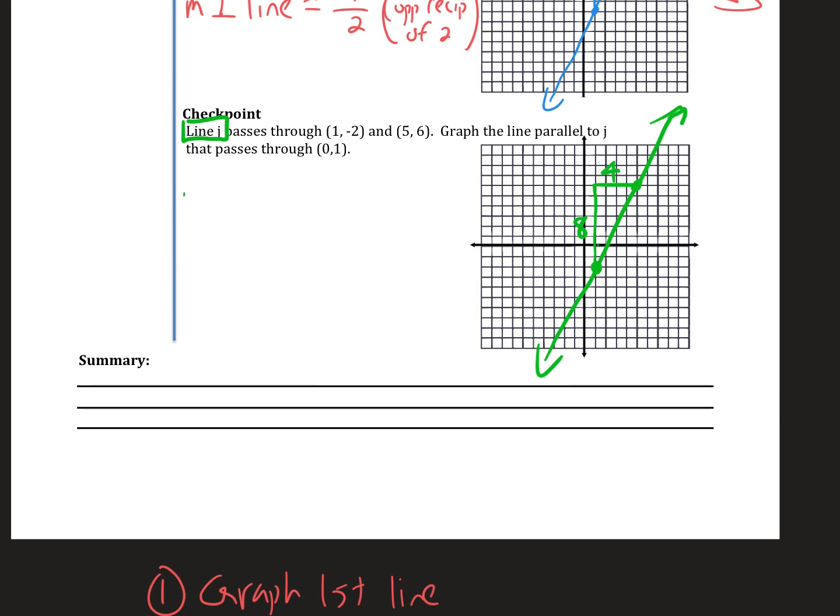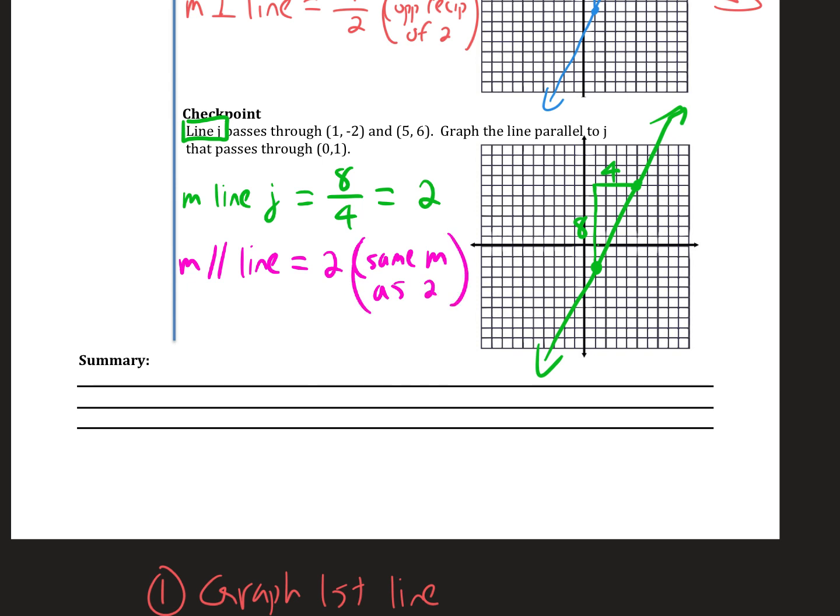So the slope m of line J equals 8 over 4, which equals 2. And now we want the slope of the parallel line, right? It wants us to find the parallel line. Is the parallel line going to be the same as 2 or the opposite reciprocal of 2? It's going to be the same as 2, so let's write same m as 2, okay?